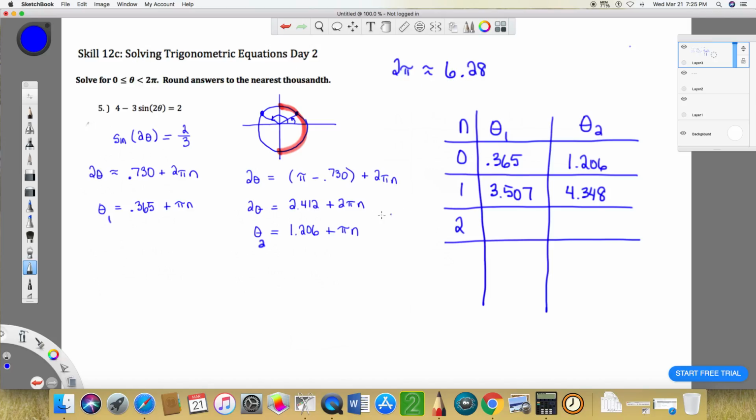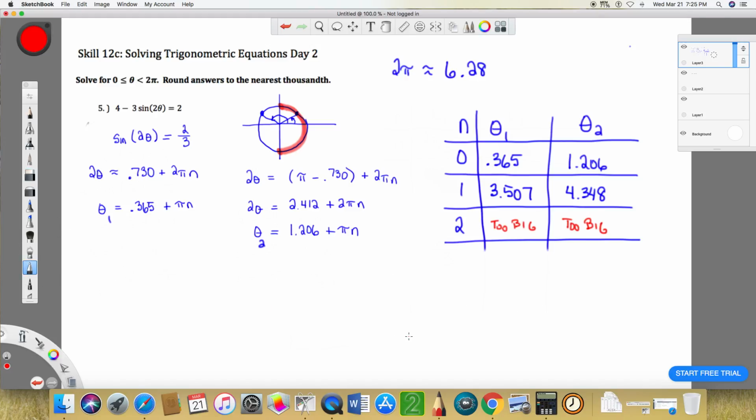If we let n be 2, that's going to be 2 pi plus something, so it's definitely going to be bigger than 2 pi. So this angle will be too big. Well, if we let n be 2 over here, it's the same reasoning. You've got 2 pi plus some amount, and that's going to be bigger than 6.28, so that's too big as well. So I believe that those 4 are our solutions.